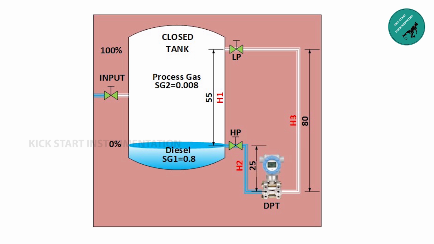So we will take the specific gravity of process gas. Height 2 is filled with diesel. So we will take the specific gravity of diesel. The specific gravity of diesel is 0.8, that is SG1, and the specific gravity of process gas is 0.008, that is SG2. Now we will do the calculation.